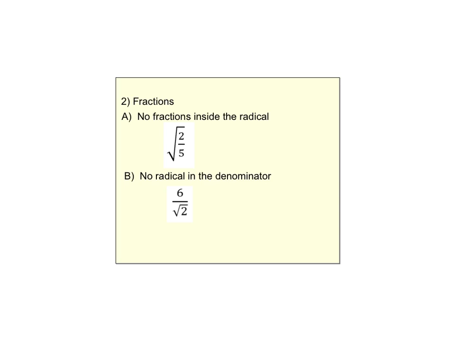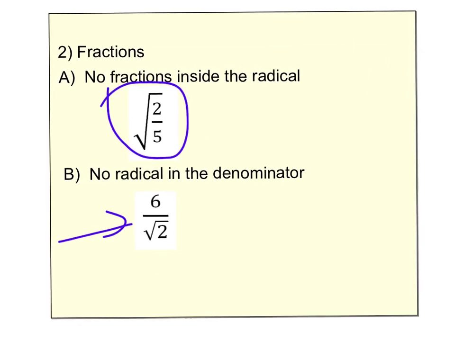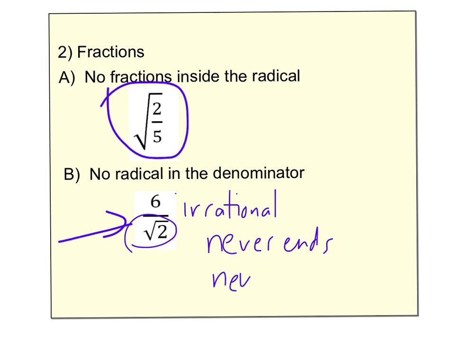Fractions, a couple of concepts that you need to know. One, you cannot have a fraction inside the radical and no radical in the denominator. The reason for that is this. Square root of 2 is what we call an irrational number. You put it in a calculator, you get a big, long, ugly decimal that never ends and never repeats. That is the definition of irrational. Irrational means never ends and never repeats. So square root of 2 never ends and never repeats.